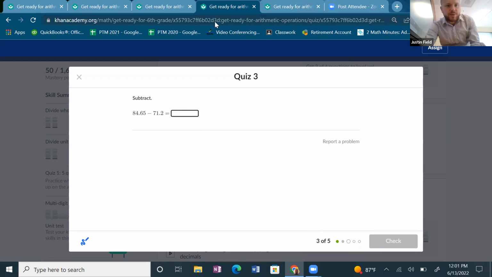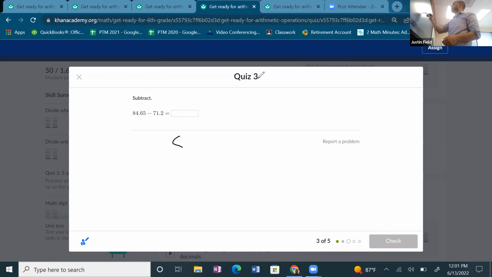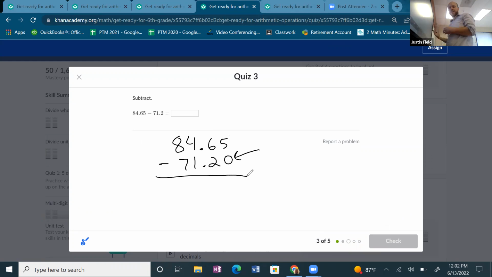All right. So I'll just show you real quick. 84.65 minus 71.2. And what do we put right here? A 0. So you can put zeros after the decimal, after the significant digits, and then do the subtraction.